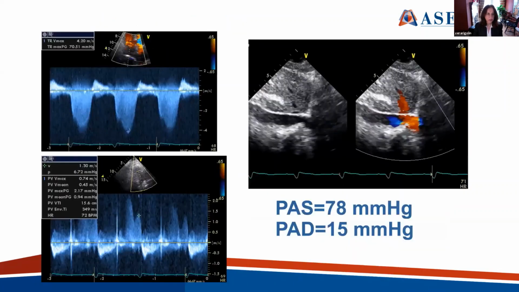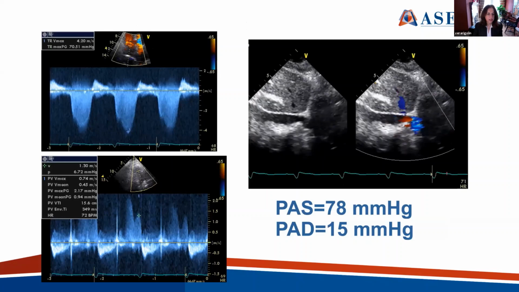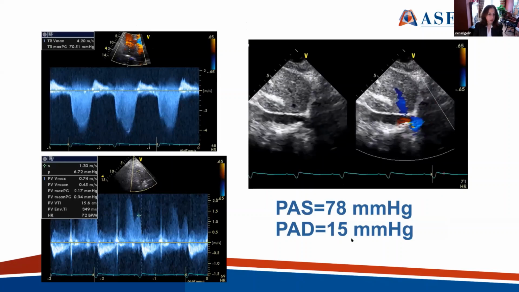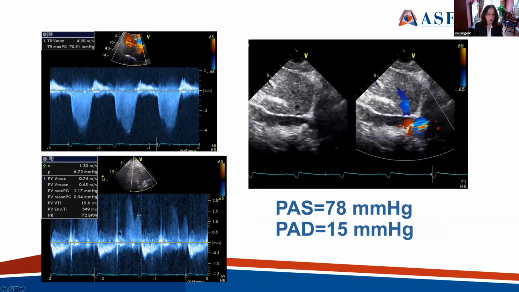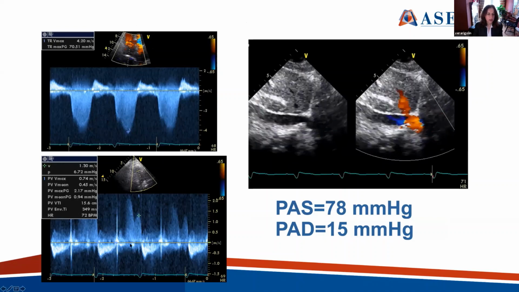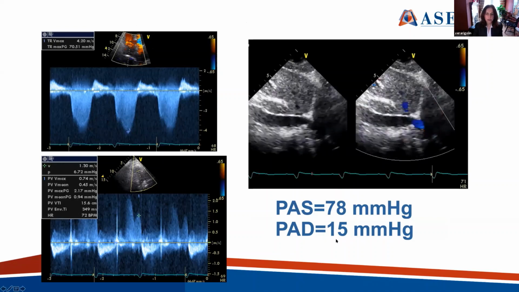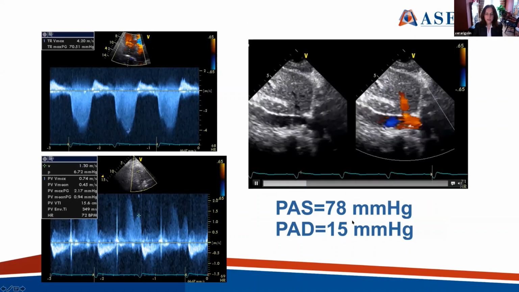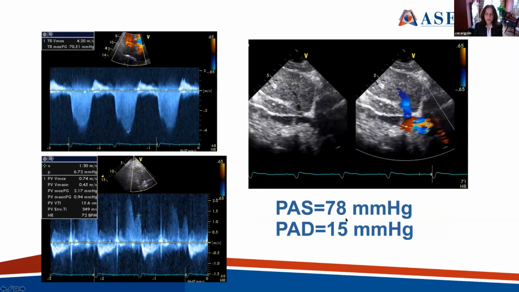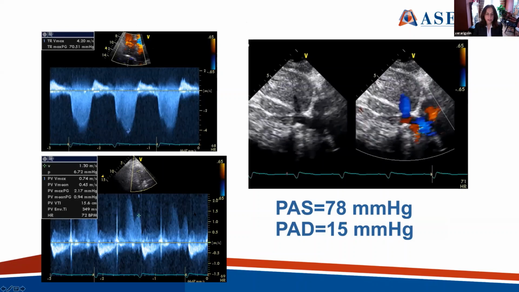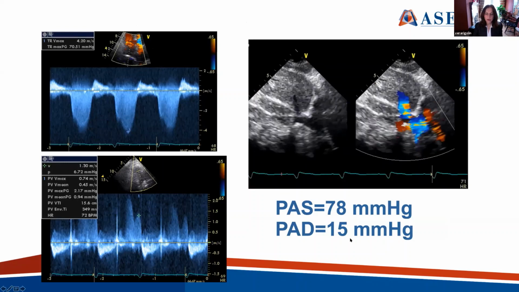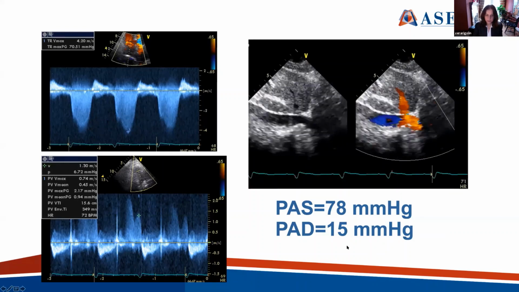When we look at some of our hemodynamic parameters, we see that she has severe pulmonary hypertension. We also can use her PI jet to measure her PA diastolic pressure. So if we look at the TR plus the IVC, we get a PA systolic pressure of 78. By using the end diastolic pressure of the PI jet with the RA pressure, we get a PAD of 15.